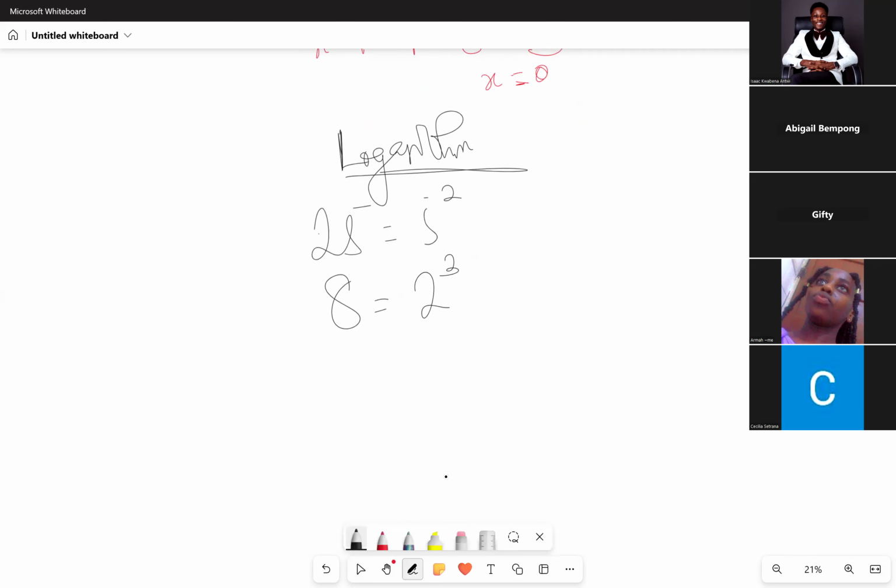Do you know in logarithm you can write it like this? In log, it is written as log of a number to a certain base, then equals something. This is the format for logarithm. There is a base, oh my people, there is a base.